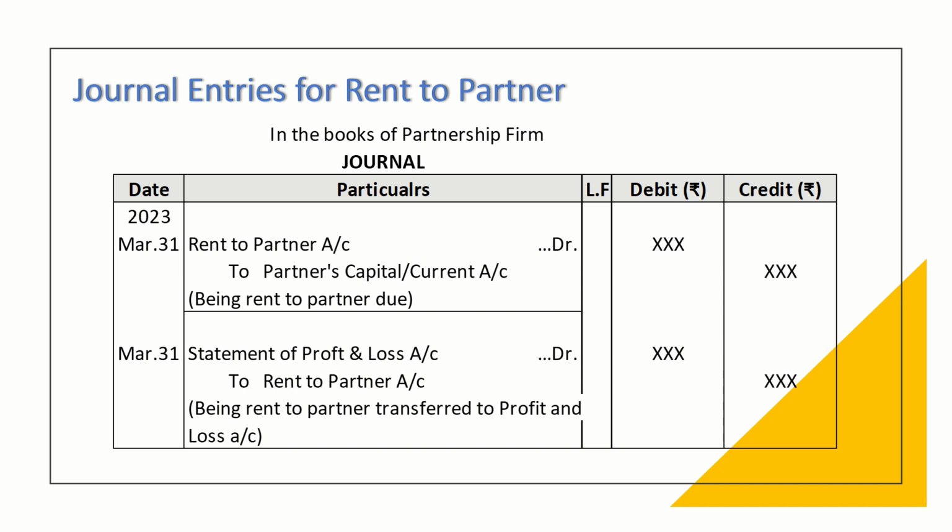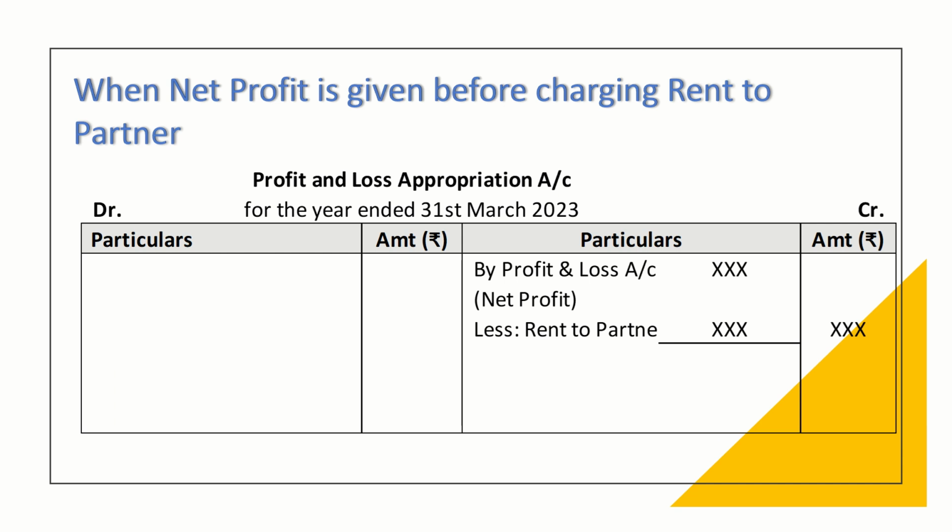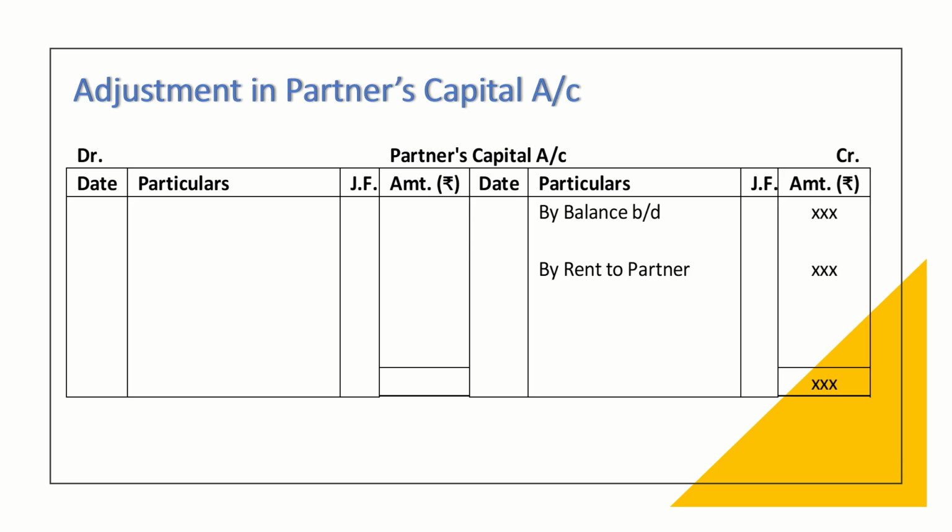In the first case, the difference is the interest on loan did not come in the partner's capital or current account. However, rent comes in the partner's current or capital account. Let's have a look at the PL appropriation adjustment. Profit and loss account, again, net profit which is given to you on the credit side. From there, you will have to subtract the rent to partner to arrive at the correct net profit. In the partner's capital account, we will credit this to the partner's capital account.